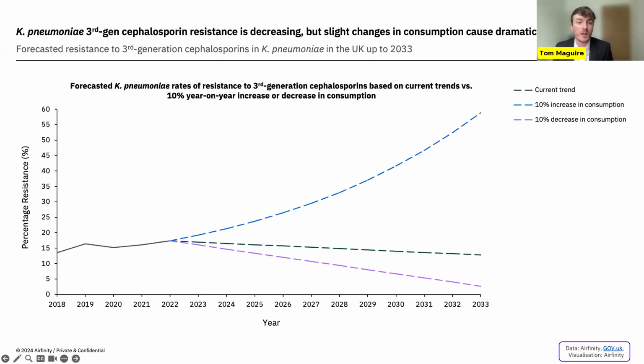Another example in Klebsiella, so third-gen cephalosporin resistance at present, as I mentioned, because the UK is doing quite well at preventing inappropriate use. Based on the current trends, this is actually set to decrease. But again, just highlighting any small changes in consumption can have quite significant increases in resistance. Again, with resistance potentially increasing based on the high consumption scenario, up to 60% by 2033. This trend is also repeated. We haven't shown the data here, but also repeated for gentamicin and carbapenems, although with overall lower rates of resistance.